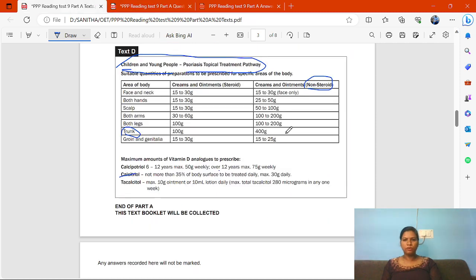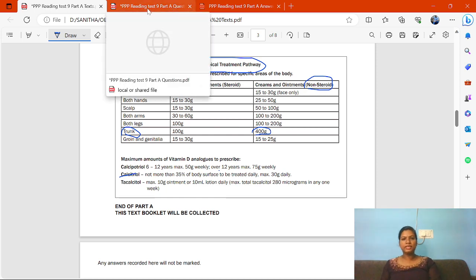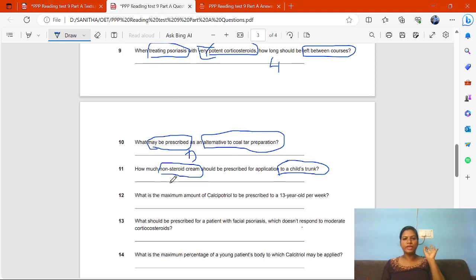See, we got the keyword non-steroid, trunk, and children. How much do we have to apply? 400 gram. That is the answer. Are you getting my points? We got non-steroid, children, trunk, 400. These are the keywords we got here. So tell me, how much do we have to apply? 400 gram. Please follow my technique.